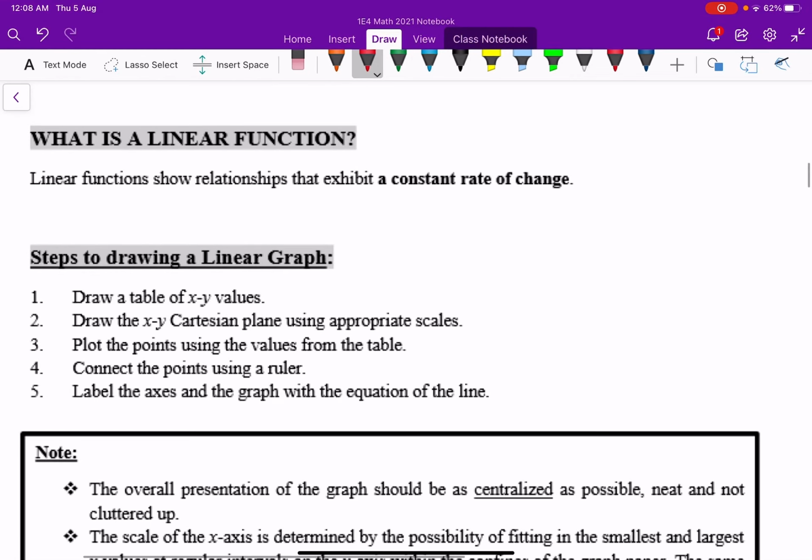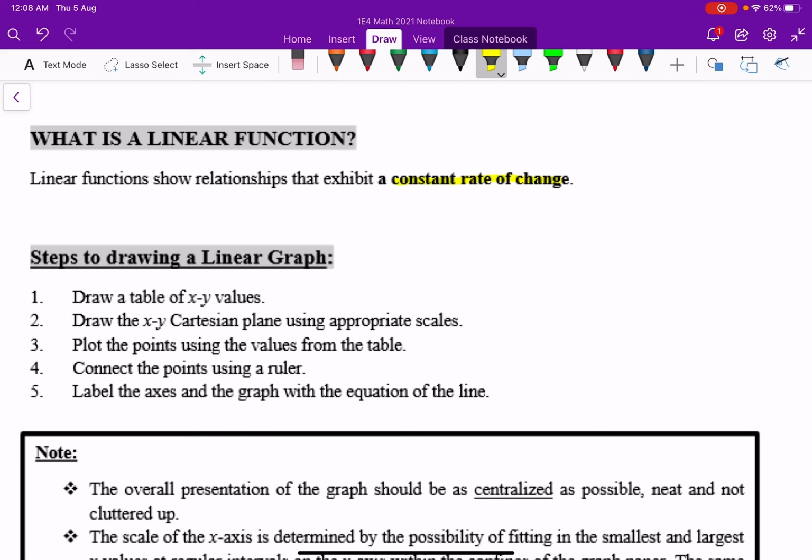Okay, in this video, I will show you how to draw a graph. Before that, one last thing: what is a linear function? A linear function shows you a constant rate of change.